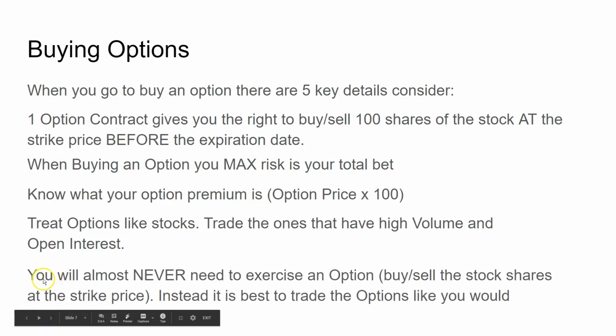And lastly, you will almost never need to exercise an option. This means you actually buy those 100 shares of that option. You actually exercise your right to buy or sell those stocks at that strike price. Instead, it is best to trade the options like you would stocks. Buy your option. Once your option becomes valuable, sell your option. You don't need to buy an option, exercise it, and then sell those shares of stock. You'll actually end up losing money that way.